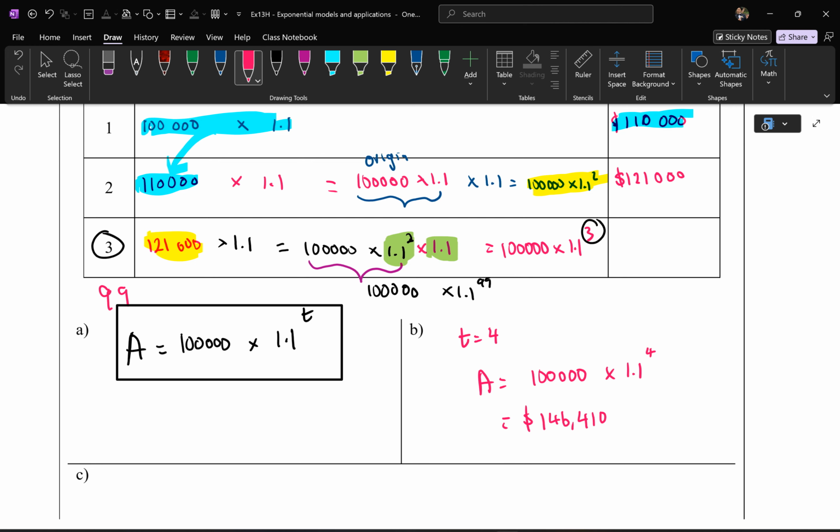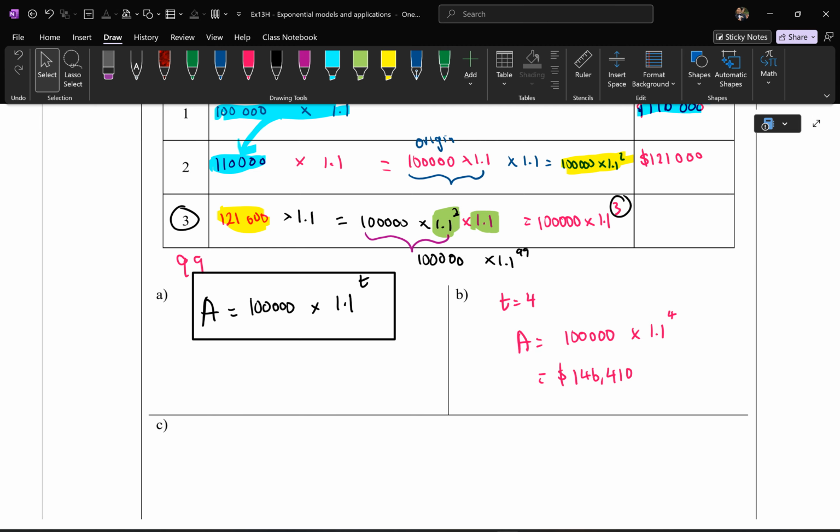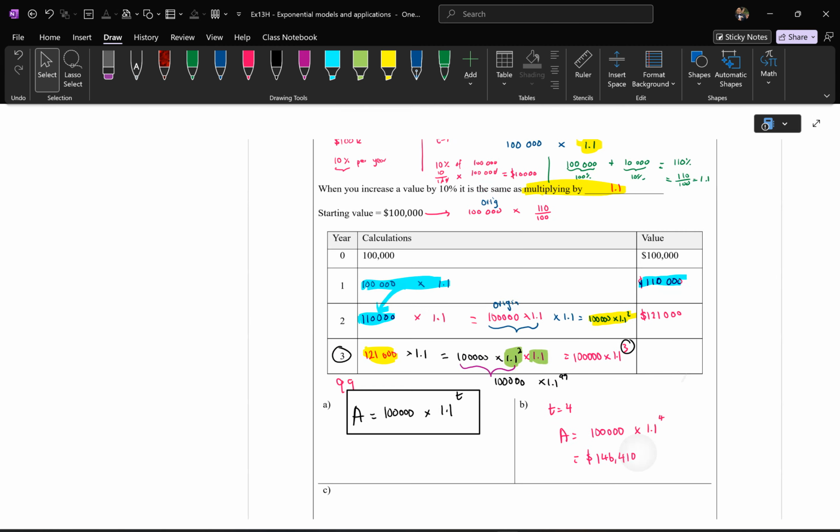Okay, if you got that answer, it means you typed in the calculator correctly. I'm sure you shouldn't be able to do it wrong. Since I can do it on my phone, then you should be able to do it on your CAS calculator. Question C, though. What is C saying?